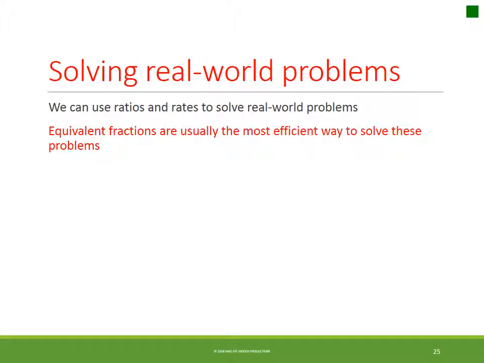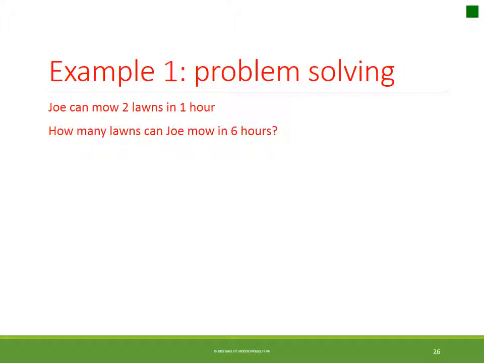Now let's use ratios and rates to solve real-world problems. The most efficient way to usually do this is to use equivalent fractions. It's not the only way, but it's certainly one of the easier and more efficient ways to do so. Here's our first problem. Joe can mow 2 lawns in 1 hour. Well, if that's true, how many lawns can Joe mow in 6 hours?